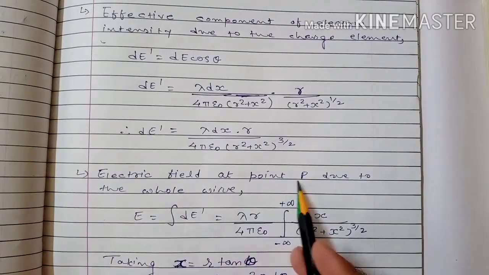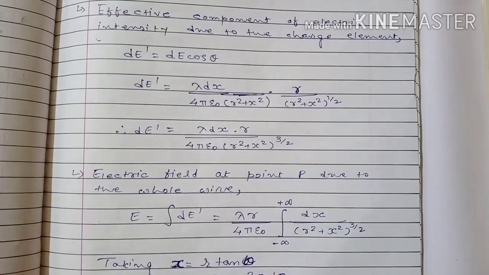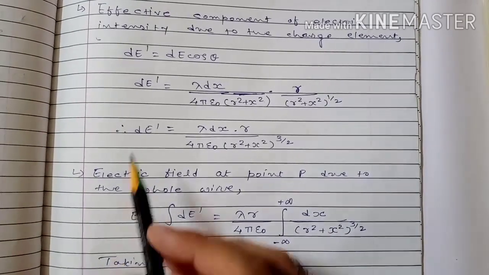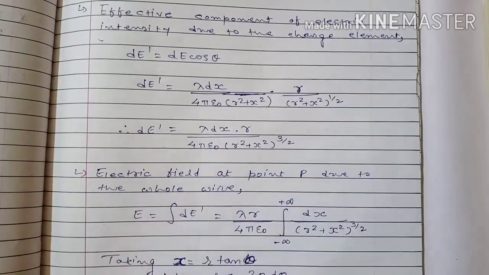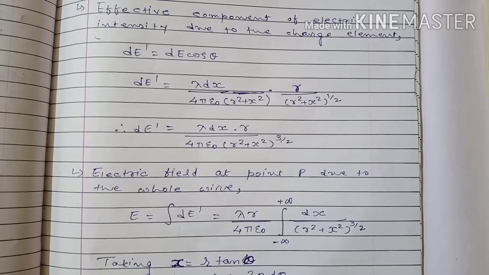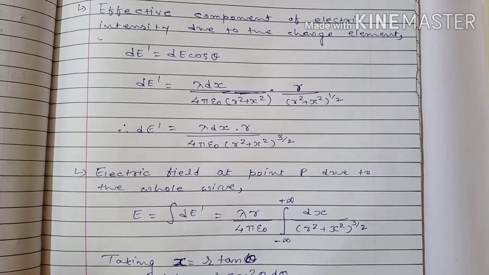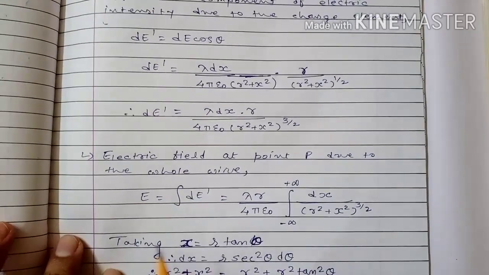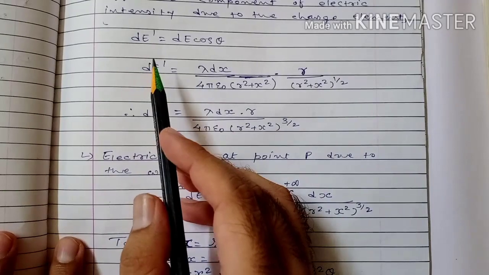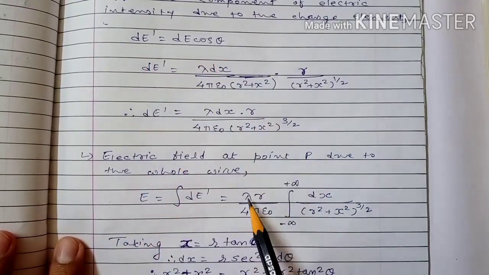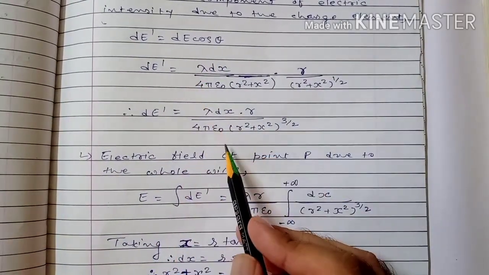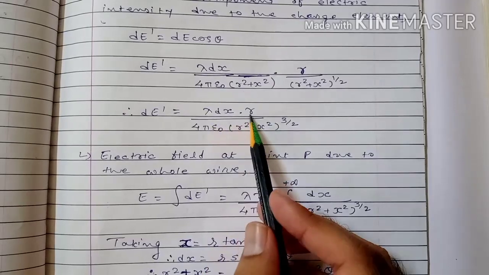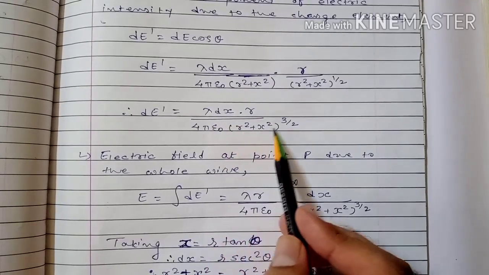Electric field at point P due to the whole wire. Now this is the electric field due to a small line element. If we have to find the total electric field, then we have to add the components of electric field perpendicular to the axis of the wire. That is, E is equal to the integration of dE dash, that is the integration of dE cos theta. And dE cos theta we already obtained: lambda dx r upon 4 pi epsilon naught (r square plus x square) raised to 3 by 2.